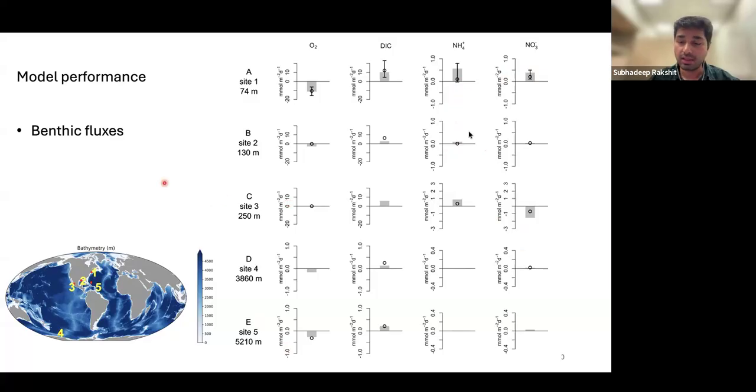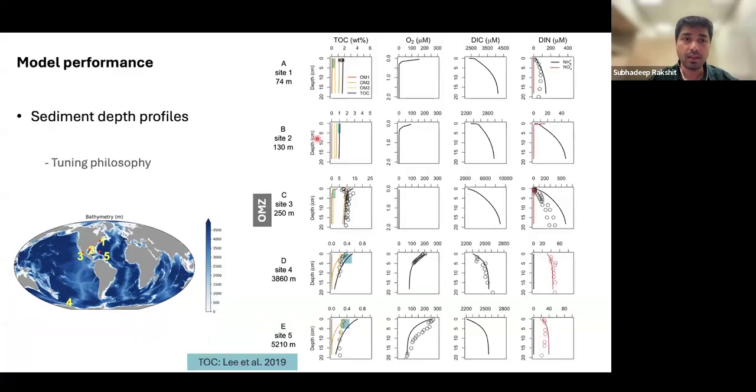Now, going to the next slide, this plot shows the performance of the model on the sediment depth profiles. First let me walk you through what you see. Again, you have these 5 sites, and you are seeing the total organic carbon concentration in the sediment, which can be divided. In the model, we have organic matter 1, 2, 3. These are the highly reactive, medium reactive, and slow reactive fractions. And the sum of all these organic matter 1, 2, 3 is the total organic carbon.